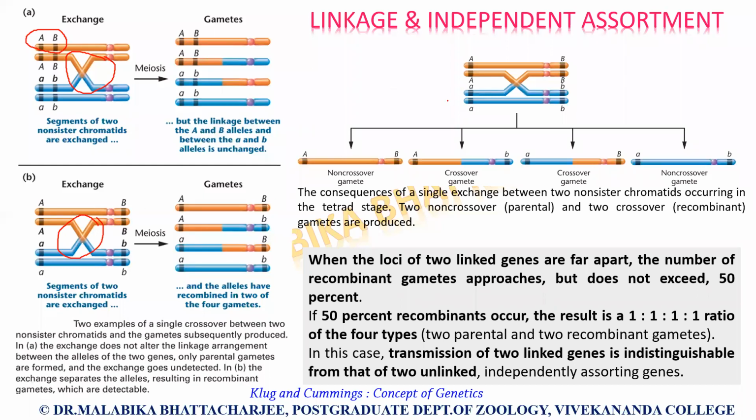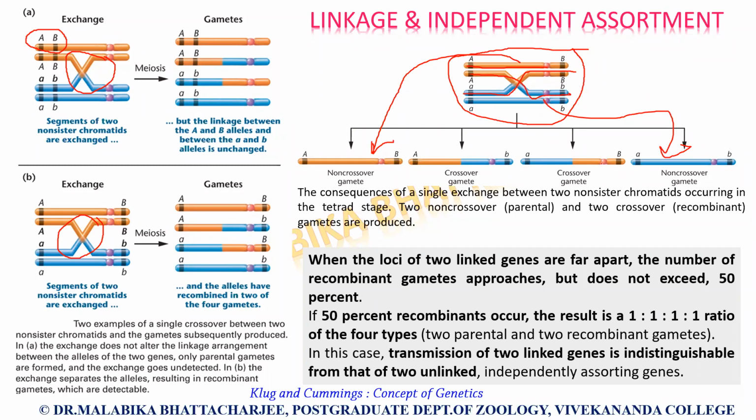So again, we want to do the same concept. As you can see, this particular crossover event is giving us 4 categories of combinations. This is a non-crossover gamete, a crossover gamete, a crossover gamete, and a non-crossover gamete. So AB, this was a non-crossover gamete, and again, as you can see, this is a non-crossover gamete, and in between, capital A, small b, a crossover gamete, and small a, capital B, the crossover gametes.